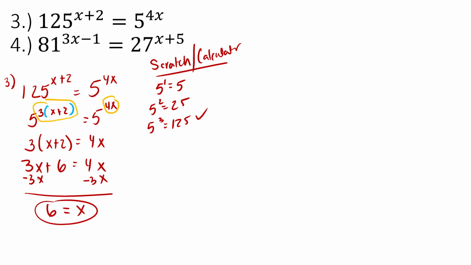Next one is 81 to the 3x minus 1 equals 27 to the x plus 5.